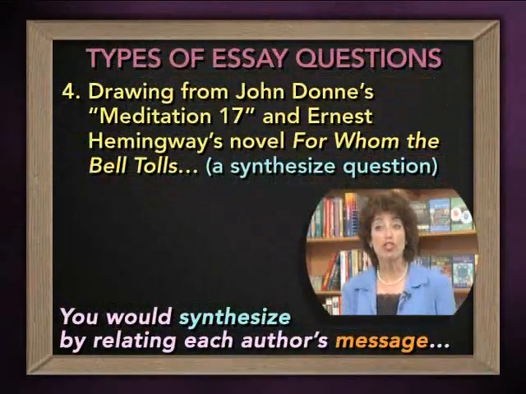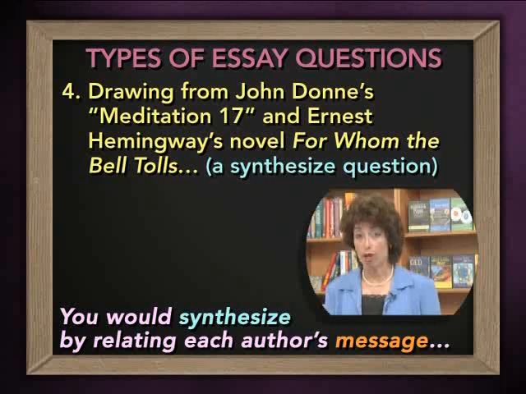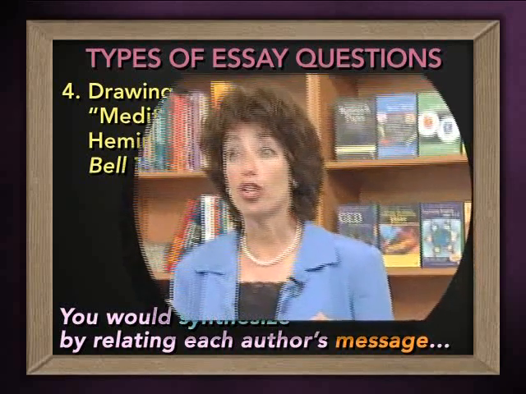And the last one, drawing from John Donne's Meditation 17, well, what I would do is quote part of that meditation, and apply that to the novel For Whom the Bell Tolls. I might quote, "No man is an island entire of itself. Every man is a piece of the continent, a part of the main. Any man's death diminishes me because I am involved in mankind, and therefore never send to know for whom the bell tolls. It tolls for thee." Well, that comes from the meditation. I would then apply that to what Hemingway says in his novel.